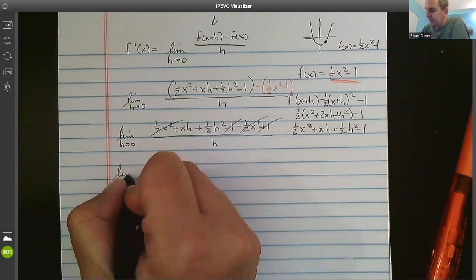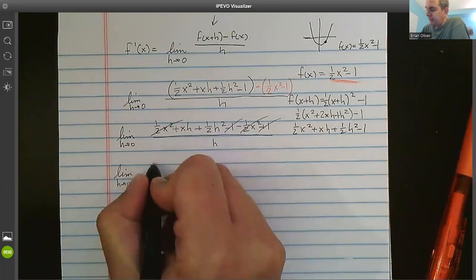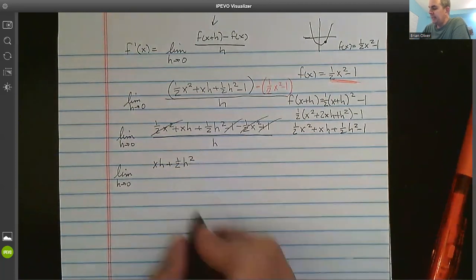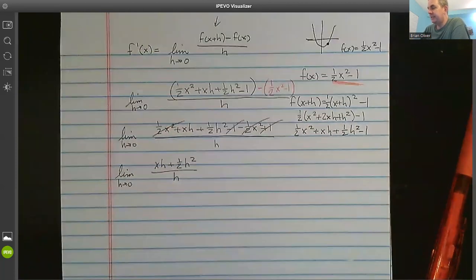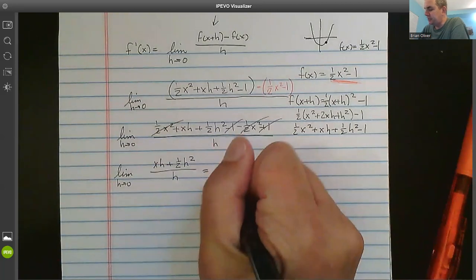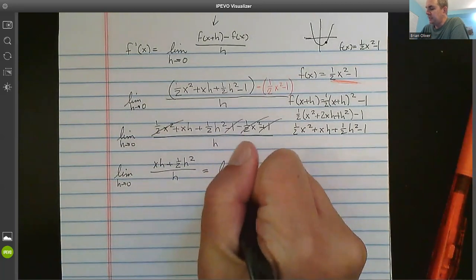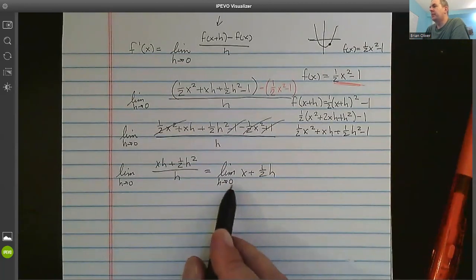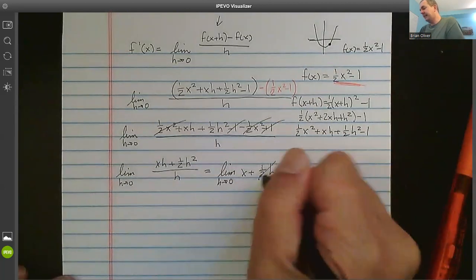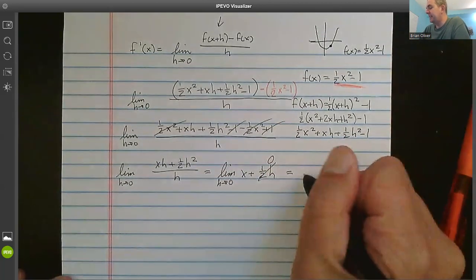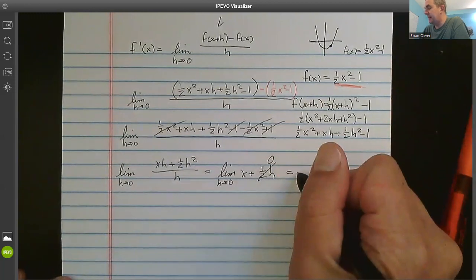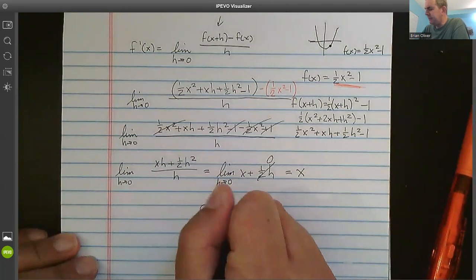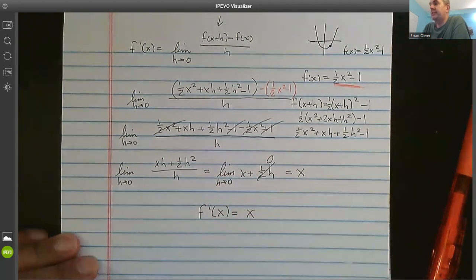So I'm left with the limit as h approaches 0 of xh plus 1/2 h squared, and that whole thing is over h. We can divide the h into both pieces, so we get the limit as h approaches 0 of x plus 1/2 h. Then using our rules of limits, if we substitute 0 in, this term just becomes 0. The limit as h approaches 0 of x is just x. So that tells me that f prime of x is equal to x.